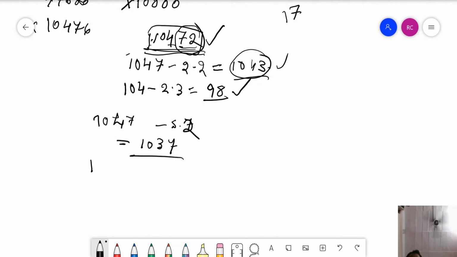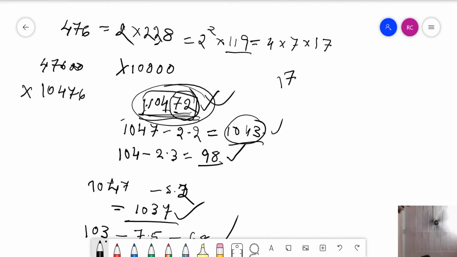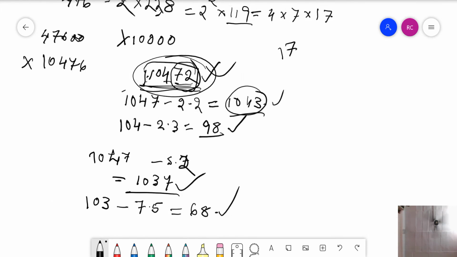Again we apply the osculator. 103 minus 5 into 7 gives us 68. It's divisible by 17. So this is divisible by 17, hence the answer is this. Is it taking a long time? I guess so. I just showed it in this fashion to remind you of the divisibility rules. So in this case we have the divisibility by 4, by 7, and by 17.